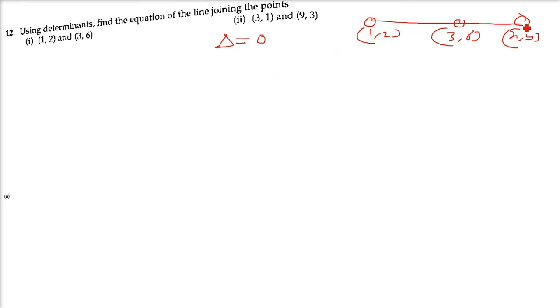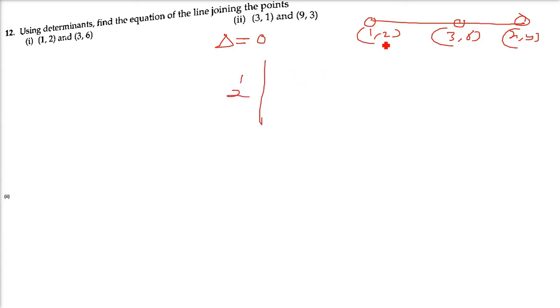Using the determinant, find the equation of the line joining the points. So we have point 1, point 2, point 3: 1, 2, 3, 6. I'm taking the first part. And this one we don't know, so we take it as x, y. Now we know the area of a triangle is 0 if the points are on a line, or you can say the 3 points are collinear.